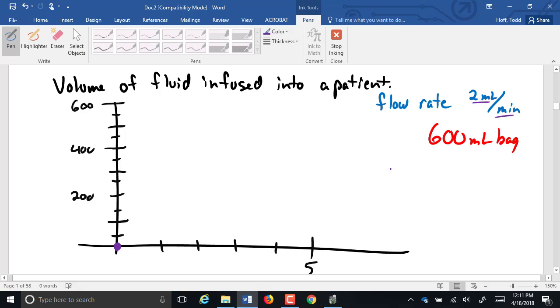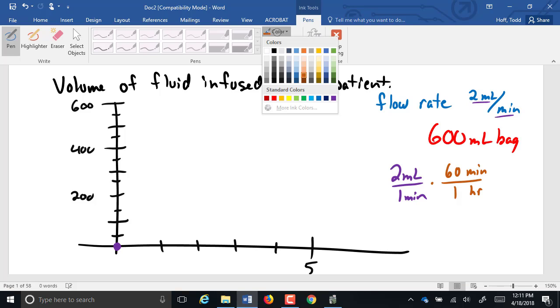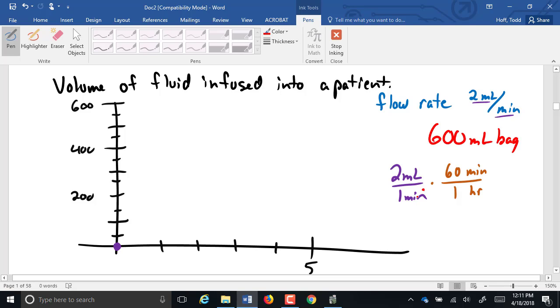2 milliliters per minute, we're going to have to change that. That's 2 milliliters per 1 minute. We want to change it to milliliters per hour. So we're going to put minutes on top, hours on bottom. 1 hour, 60 minutes. Canceling out the minutes, that gives us 120 milliliters per hour.